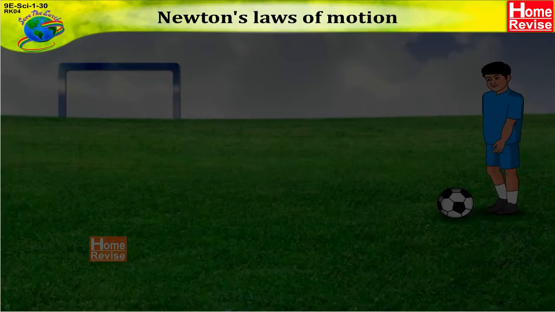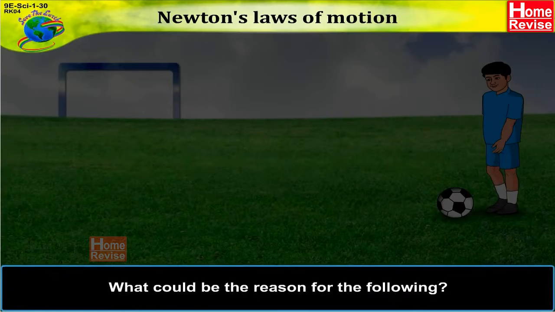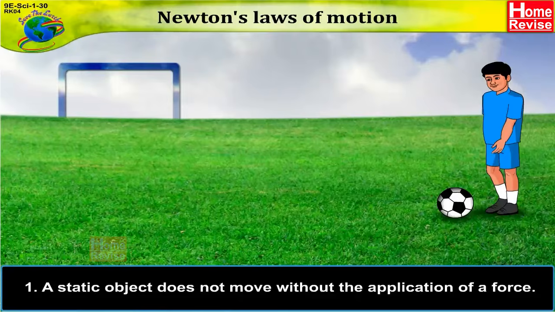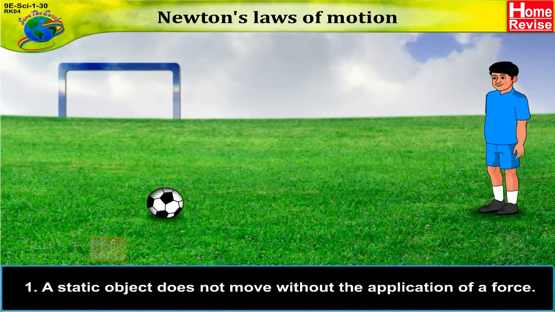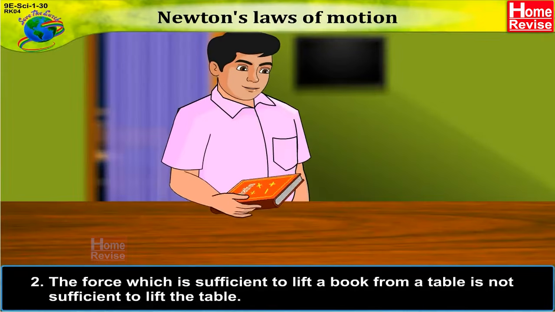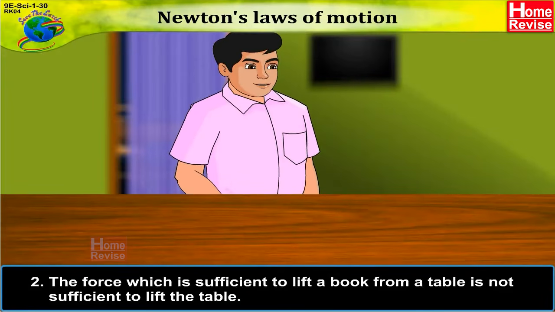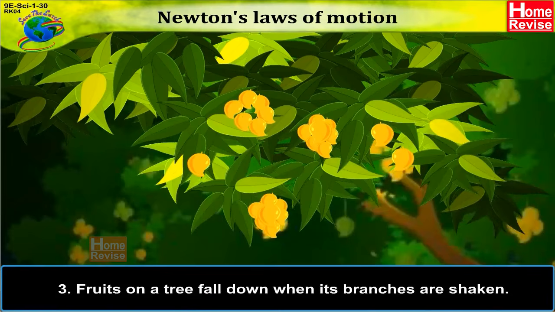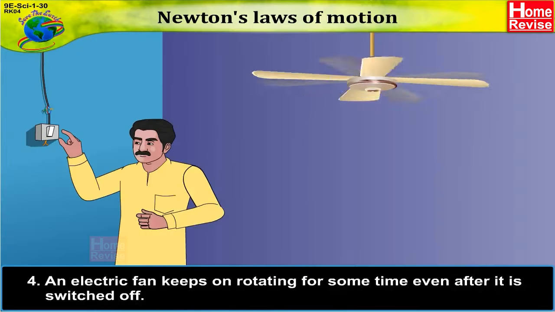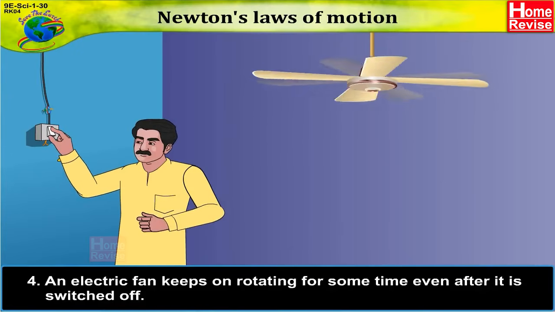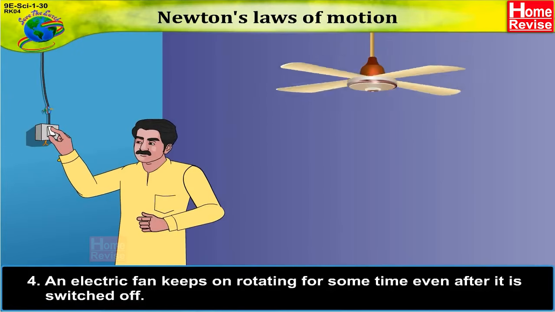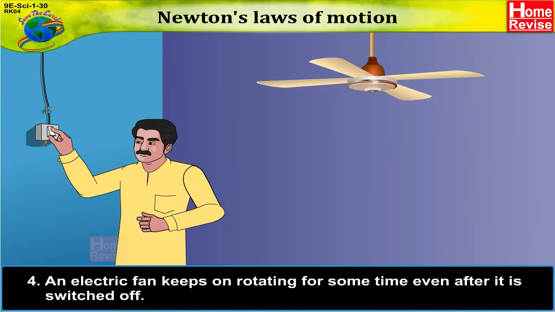Newton's laws of motion. What could be the reason for the following? 1. A static object does not move without the application of a force. 2. The force which is sufficient to lift a book from a table is not sufficient to lift the table. 3. Fruits on a tree fall down when its branches are shaken. 4. An electric fan keeps on rotating for some time even after it is switched off.